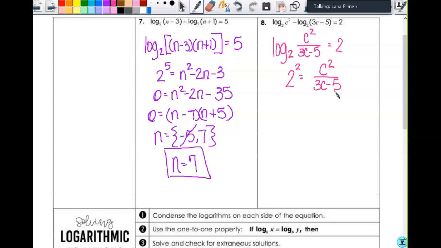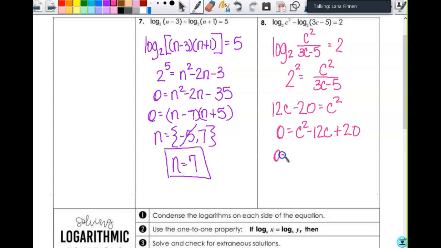So the easiest way to attack this is to go ahead and multiply both sides by the denominator. I know this is going to give me 4. So when I do that, I'm going to go ahead and distribute and get 12c minus 20 equals c squared. It's a quadratic, so I want to set it equal to 0. I don't want to move everything to the left because I don't want my squared to be negative, so I'm going to move everything to the right. 0 equals c squared minus 12c plus 20.